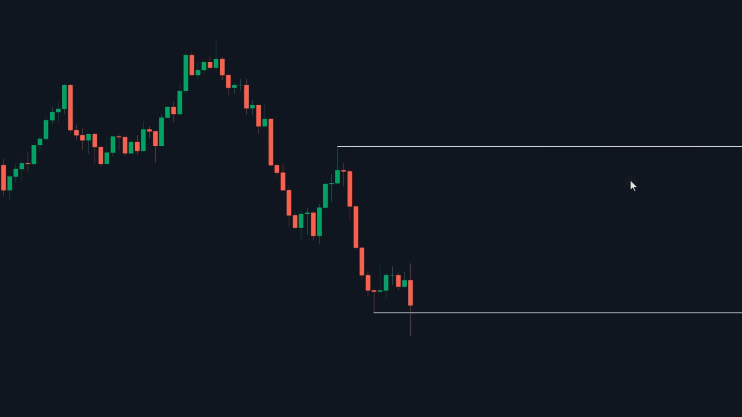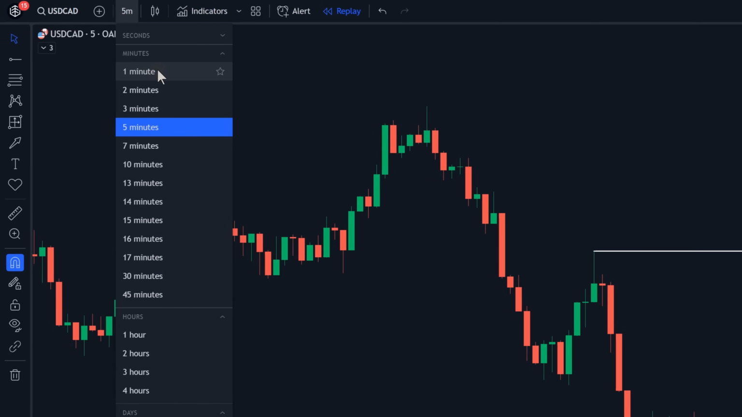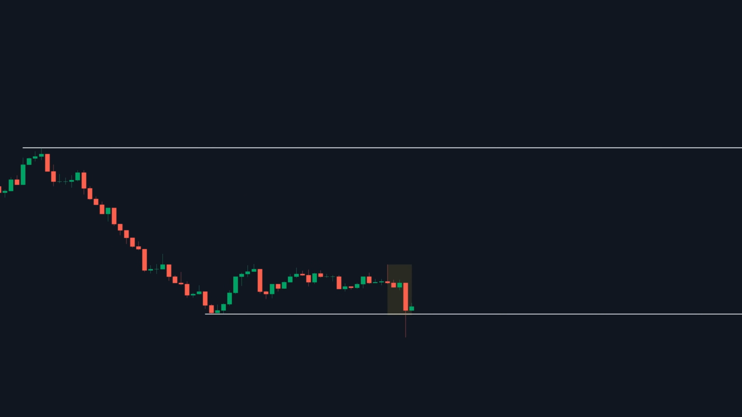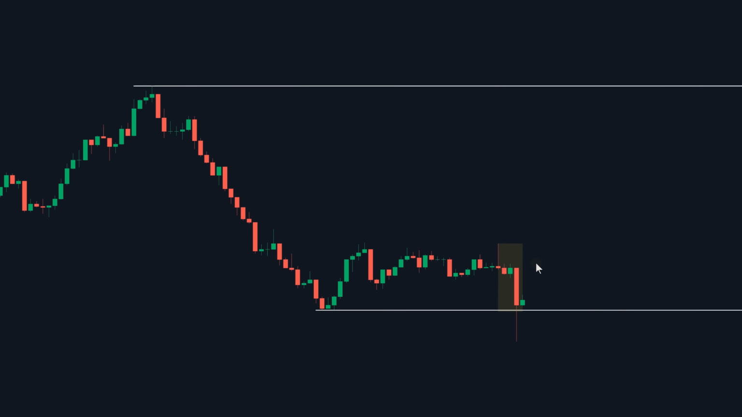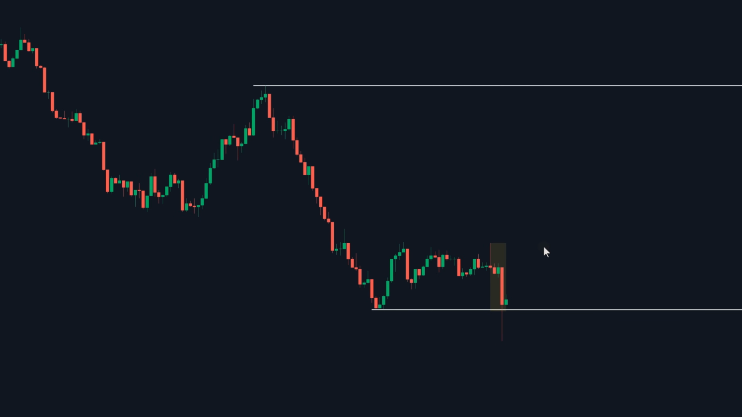For condition number 5, we need to switch the chart time frame to the 1 minute time frame and then wait for a market structure shift to happen. A market structure shift is going to happen when the price breaks a key market structure level, something like a major resistance level or a major swing high.